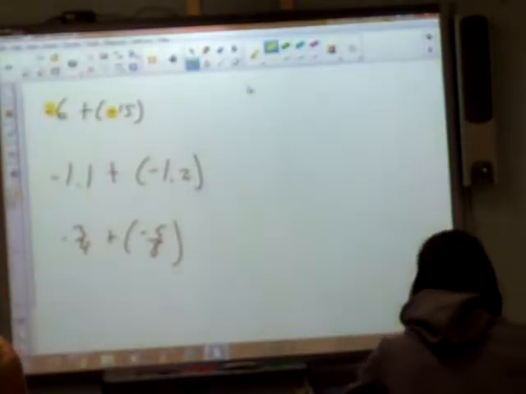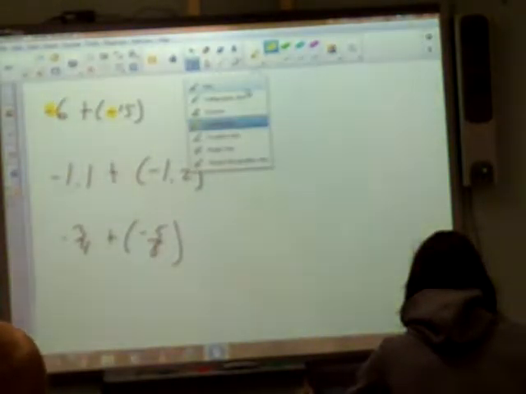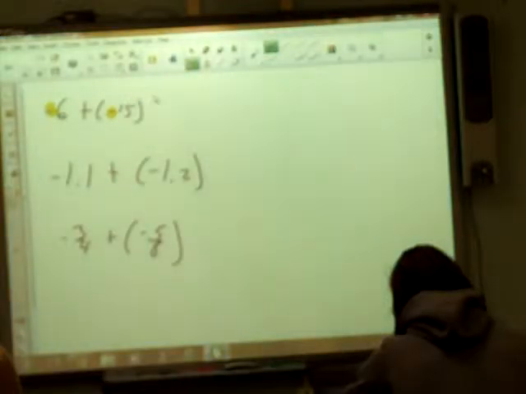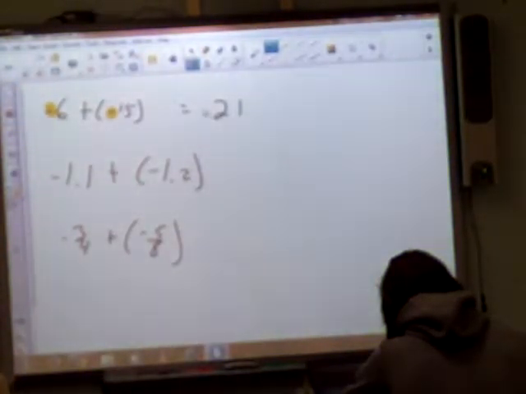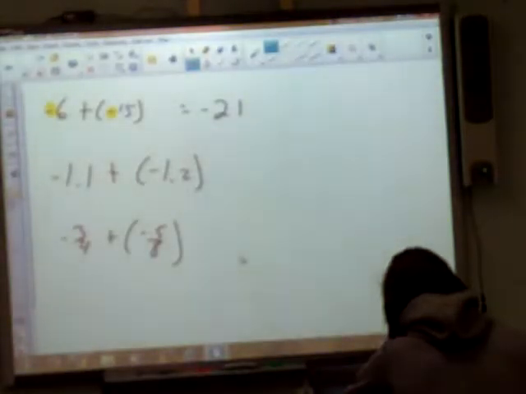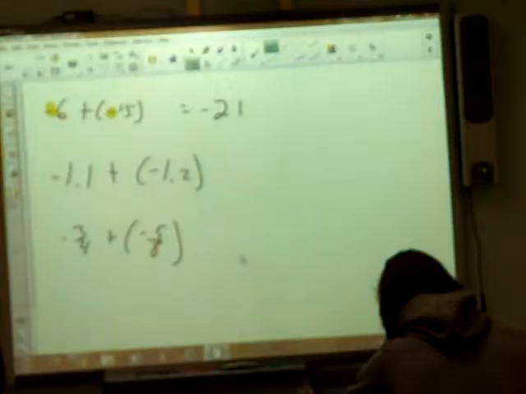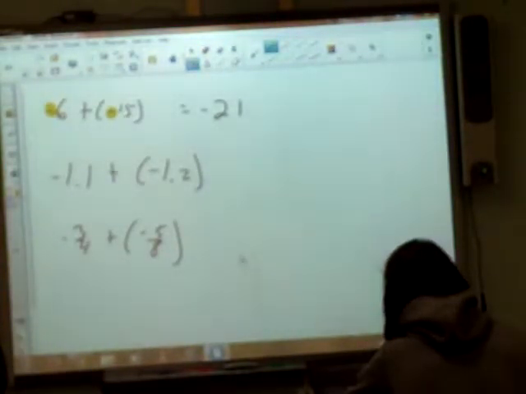So, we say, what's 6 plus 15? We don't know. We can count it on our fingers. 6 plus 15 is 21, right? And then since they were both negative, my answer's negative. So when the signs are the same and it's addition, you add them and you take that sign. It's that simple. All of these are that case.